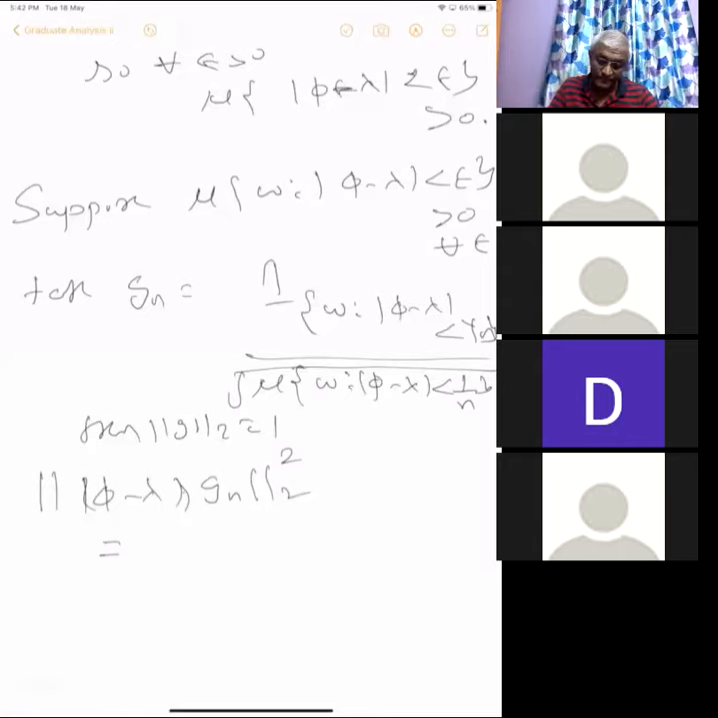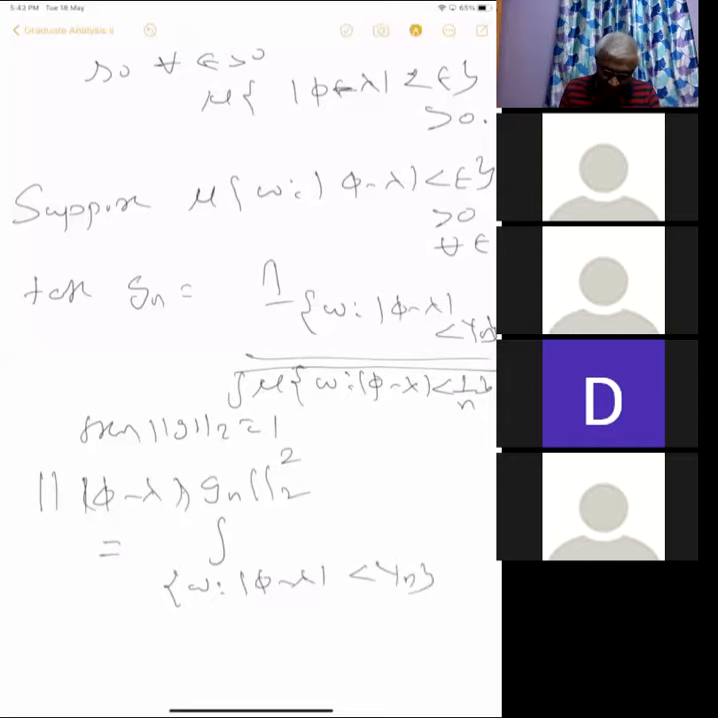What is that? Oh, I'm just multiplying by 1. So this is just the integral over this set omega, because I'm multiplying by the indicator function, the characteristic function, of this set. So this is where phi minus lambda is less than 1 by n. The integral is over that set of phi minus lambda squared times Gn squared. Since this is less than or equal to 1 by n, this is less than or equal to 1 by n, and that goes to 0. Hence the claim.